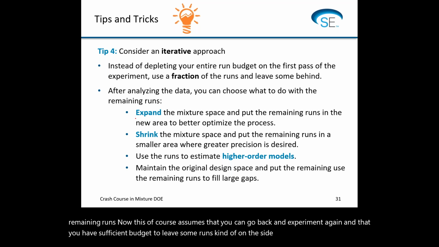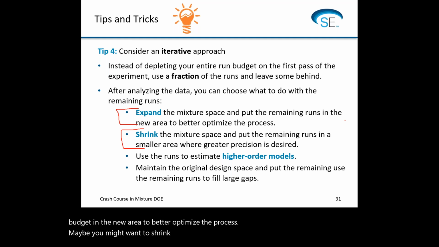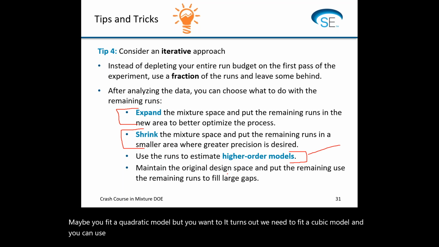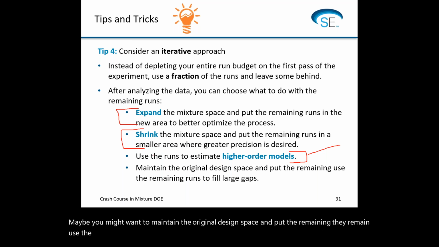Here's what you can do on the second attempt. You could expand the mixture space and put the remaining budget in the new area to better optimize the process. Maybe you might want to shrink the mixture space and put the remaining runs in a smaller area where you want more precision. Maybe you fit a quadratic model, but it turns out you need to fit a cubic model, and you can use the remaining budget for that. Maybe you might want to maintain the original design space and use the remaining runs to fill the large gaps. So there's a multitude of things that you can do.